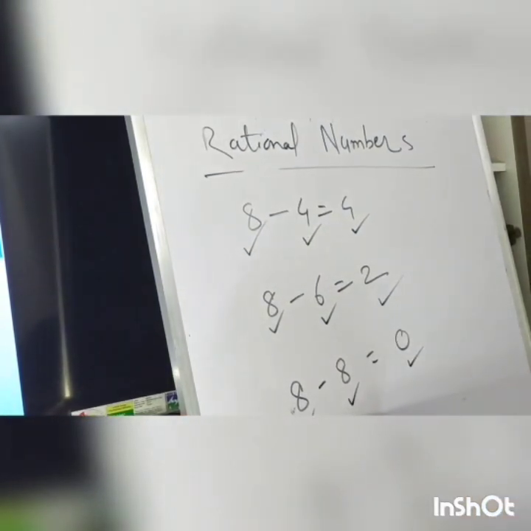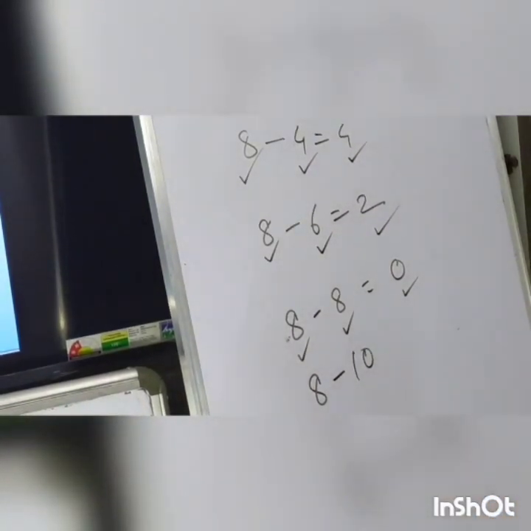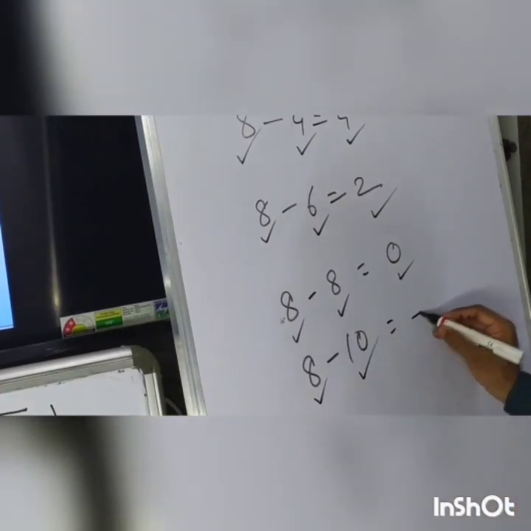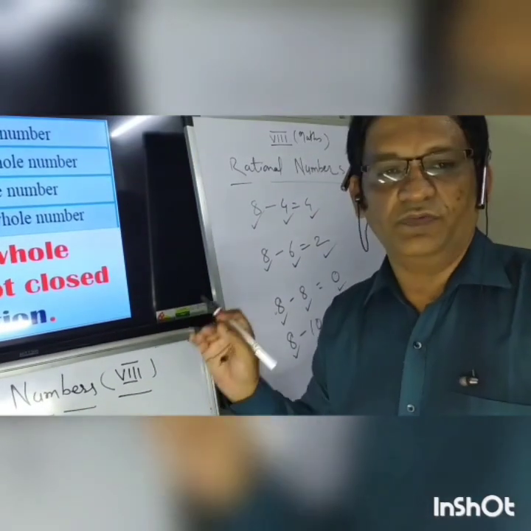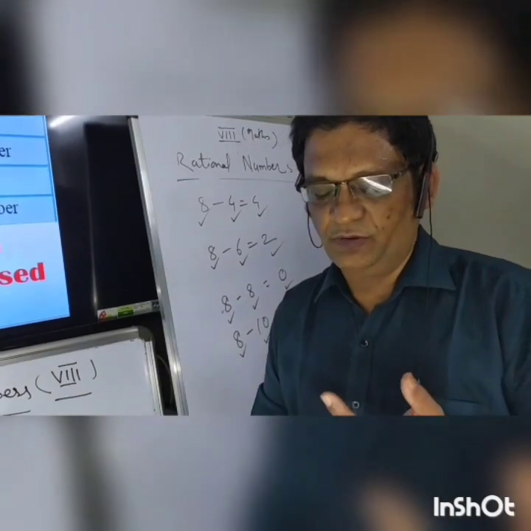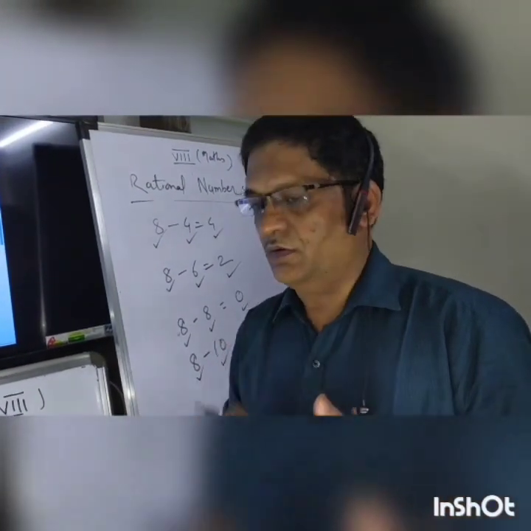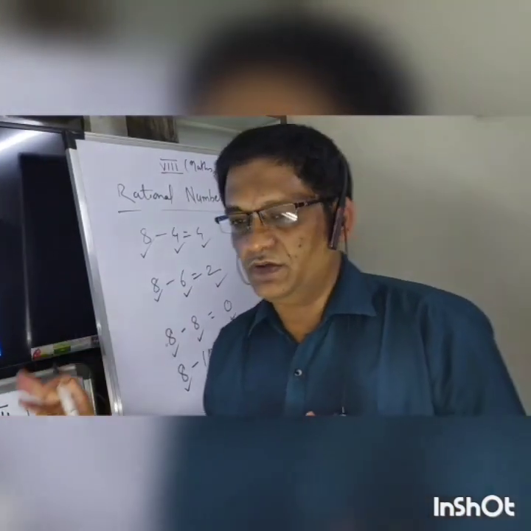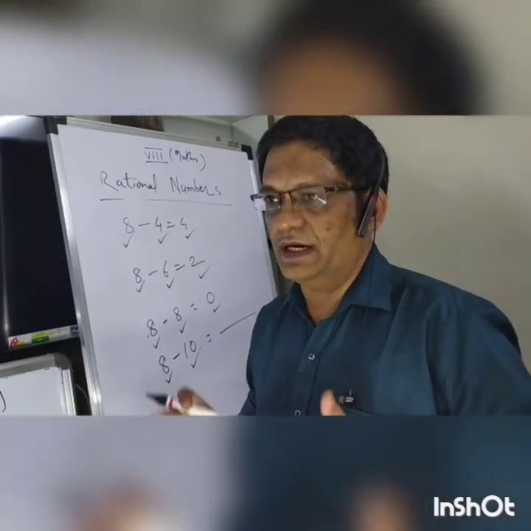But when we do 8 minus 10, 8 is a whole number, 10 is a whole number, but the resultant answer is not a whole number. So whole numbers are not closed with respect to subtraction. Whole numbers are closed with respect to addition. Whole numbers are closed with respect to multiplication, but whole numbers are not closed with respect to subtraction, and that is why for subtraction new numbers were developed, called the integers.